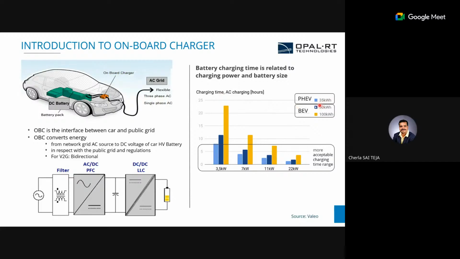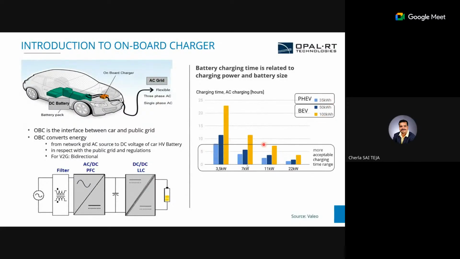So here this shows you the OBC charging times. If it is a battery electric vehicle or a plug-in hybrid electric vehicle, you can see the AC charging battery charging time is related to the charging power and battery size. So if it is a 3.5 kilowatt and if it is a plug-in hybrid vehicle, it will take around 7 hours for charging this 3.5 kilowatt.